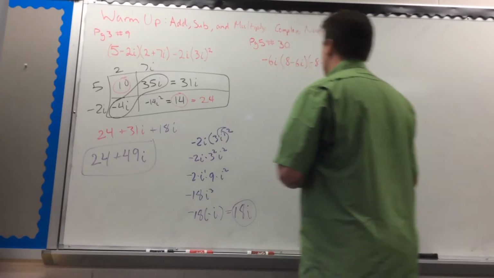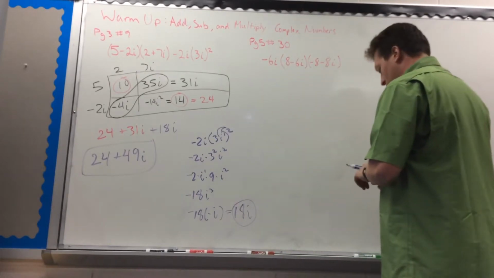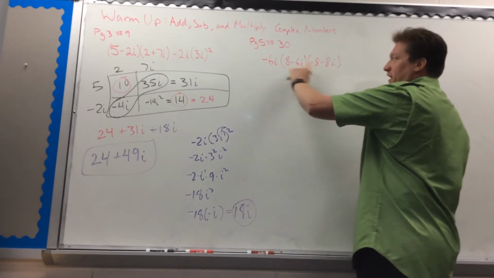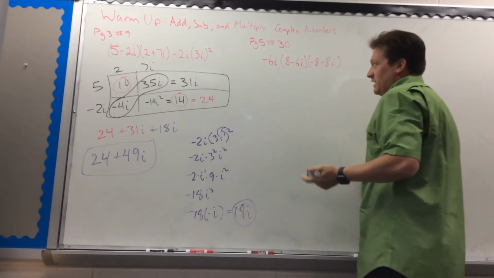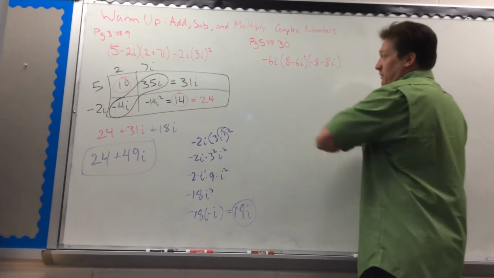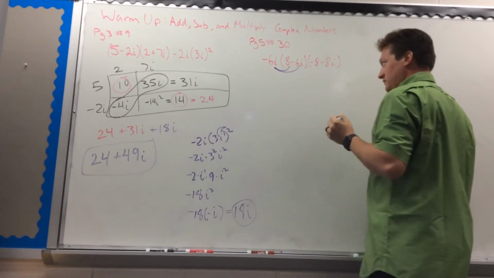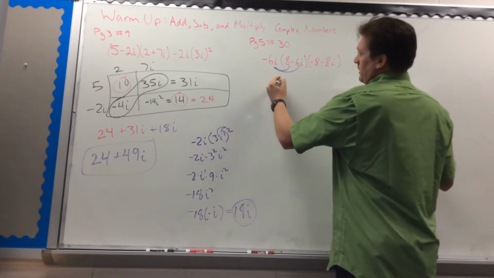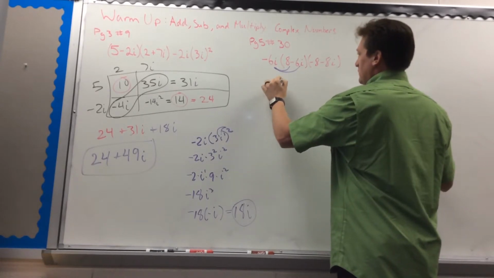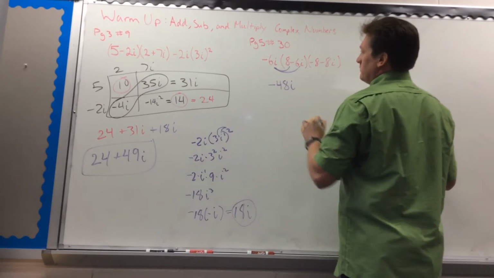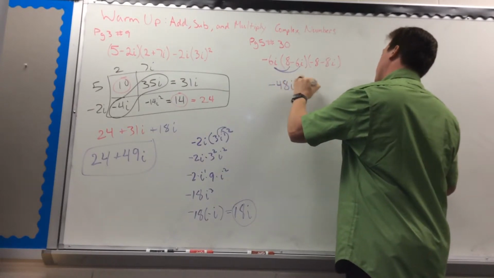The next question, it's all multiplication. So if I have an opportunity to do box method, I will. But if I can distribute before I do that, I think it makes it easier. So what I'm going to do is take the negative 6i, distribute it here, and that's going to get me negative 48i plus 36i squared.